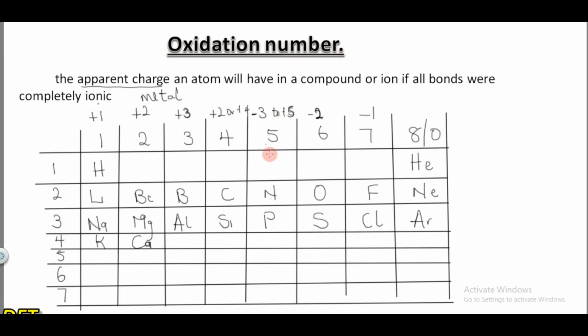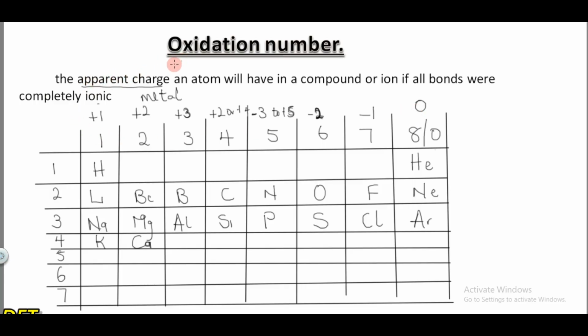So how do we get the oxidation number of elements in group 5? It is simply 5 minus 8. 5 minus 8 will give you minus 3, right? So it is either minus 3 or it ranges to plus 5. Then the oxidation number of the elements in group 6 is minus 2. The oxidation number of elements in group 7 is minus 1. Then the oxidation number of elements in group 8 is 0, right? It means that they have no apparent charge.